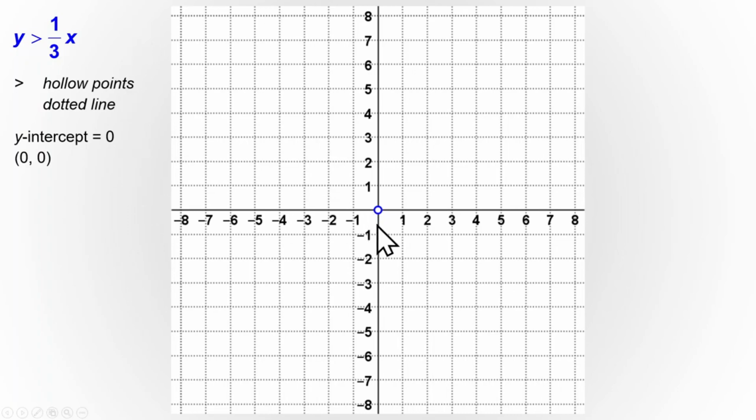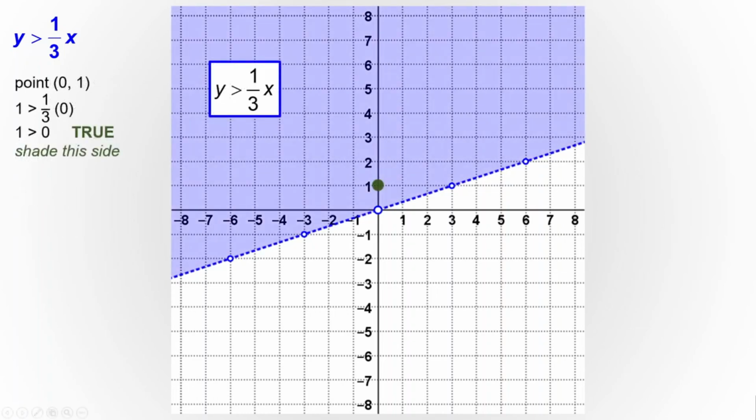Remember, I'm using a hollow point because that point will not be part of the actual solution. But then I have the slope right here, 1/3. So I can go up 1 and over 3, up 1 over 3, then connect my dots with a dotted line. Now I need to determine what side to shade.